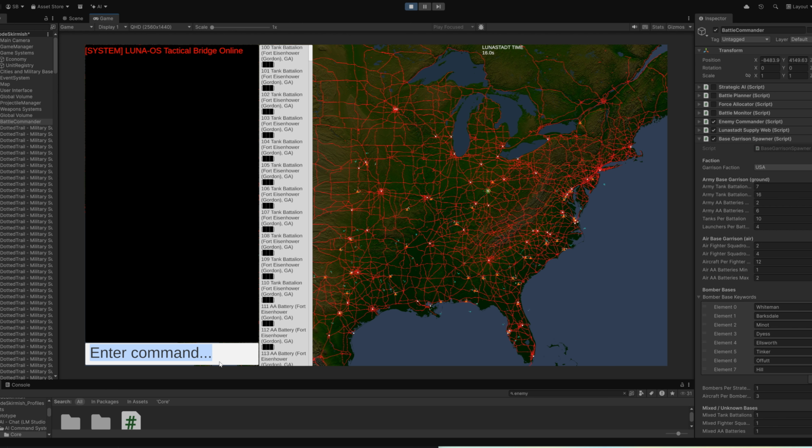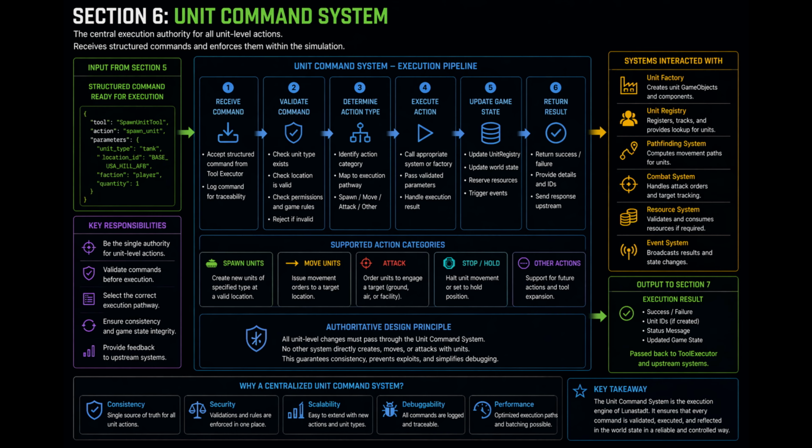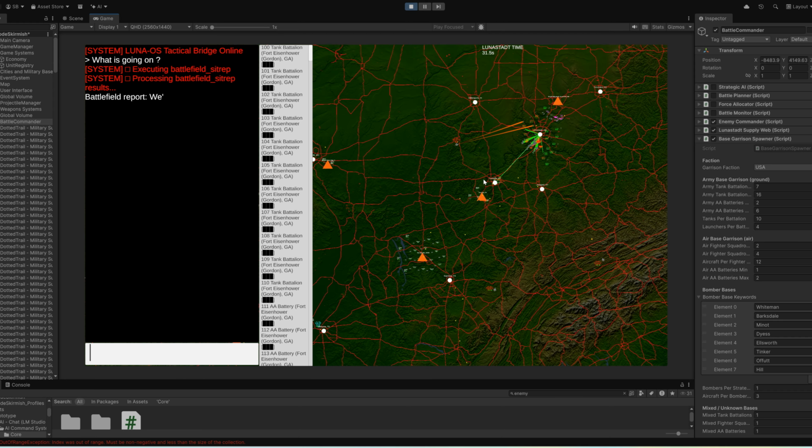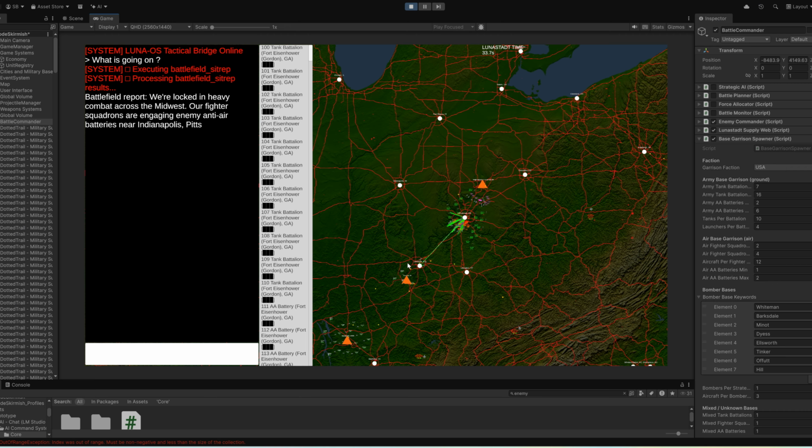The structured command is then handled by the UnitCommandSystem. This component is the central execution authority for all unit-level actions. It is responsible for spawning units, issuing movement commands, initiating attacks, and managing command-level validation. Importantly, this system enforces consistency by acting as a single point of control. No other system directly manipulates units outside of this layer.